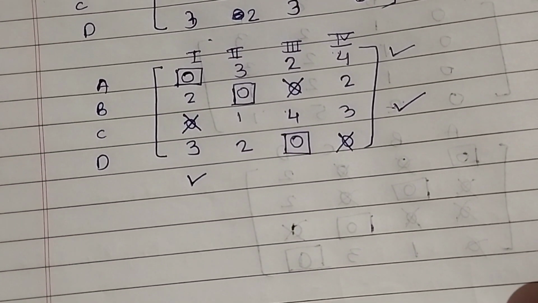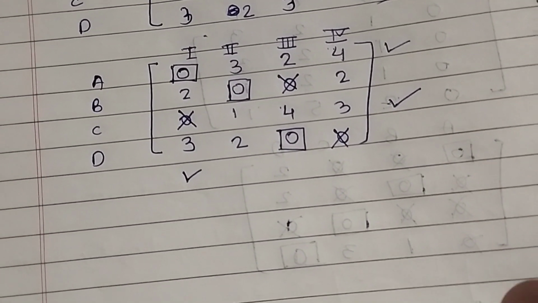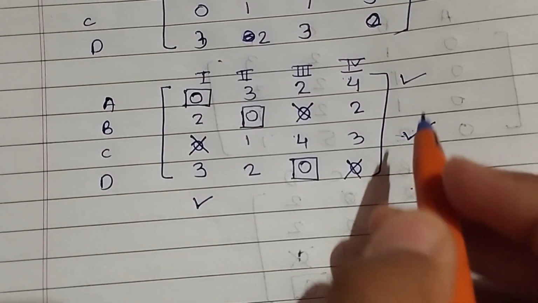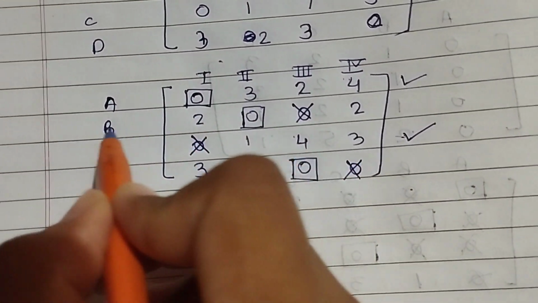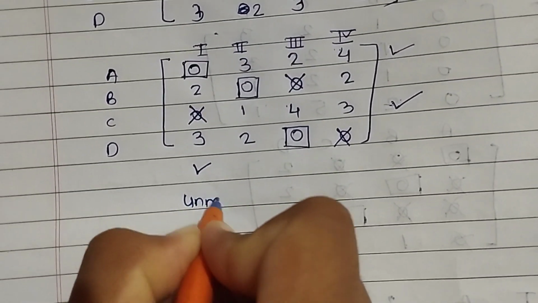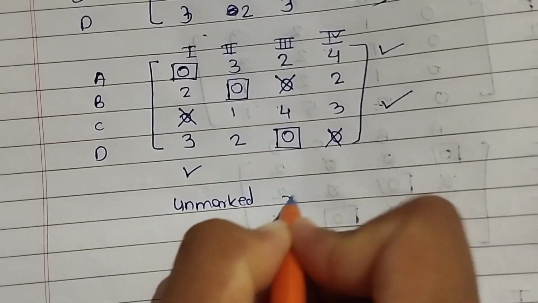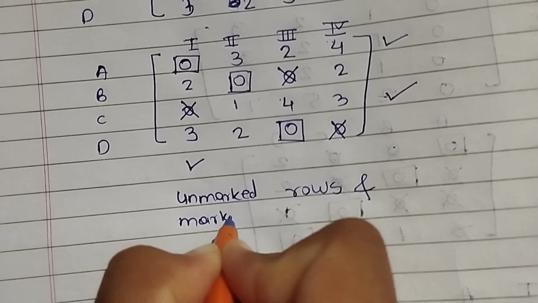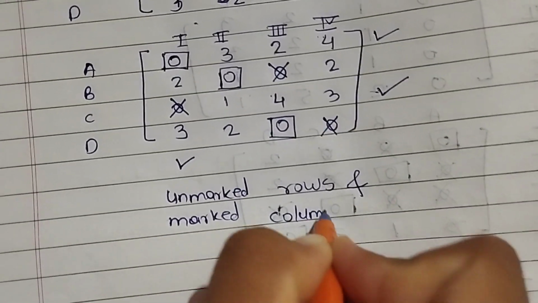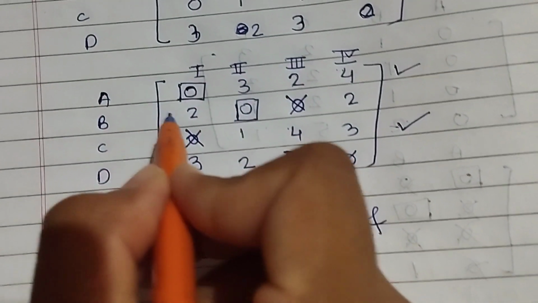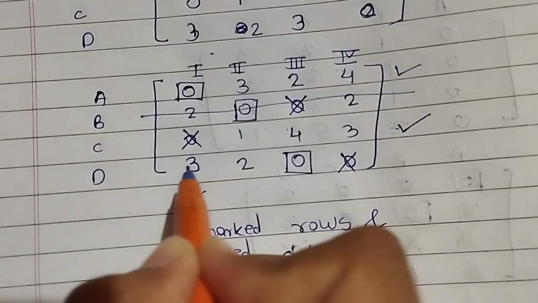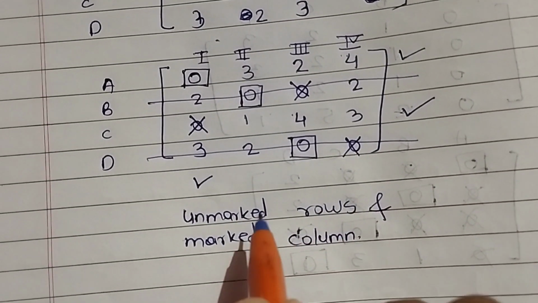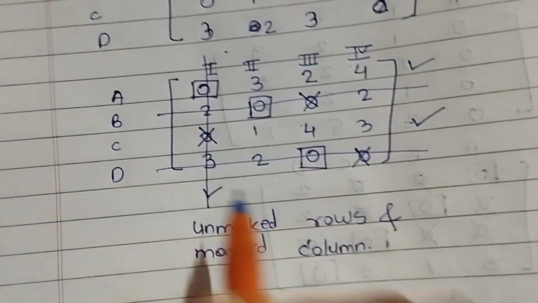Draw lines through each marked column and each unmarked row. So these are our marked rows, and we want to draw the line for the unmarked rows and marked columns. The second row is an unmarked row, the last row is an unmarked row, and this is our marked column.